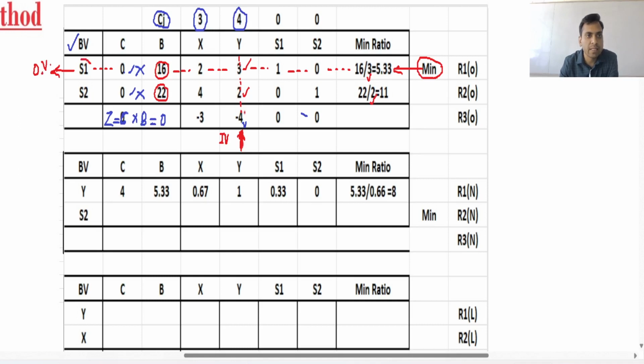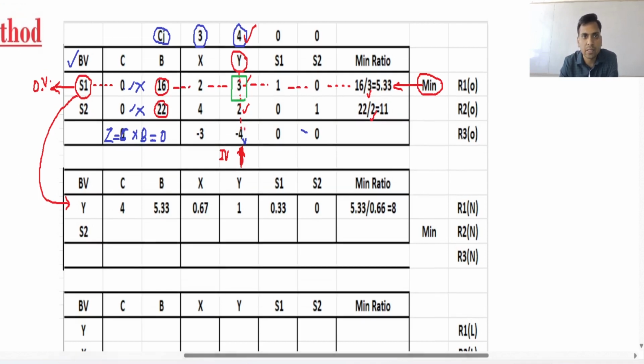So we will replace this S1 by the incoming vector in the new block, and the coefficient of y is 4. We will write 4 here. The intersection of the incoming vector and the outgoing vector, this element, is known as the key element.